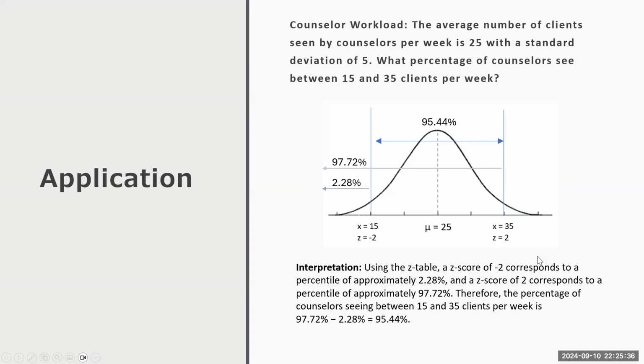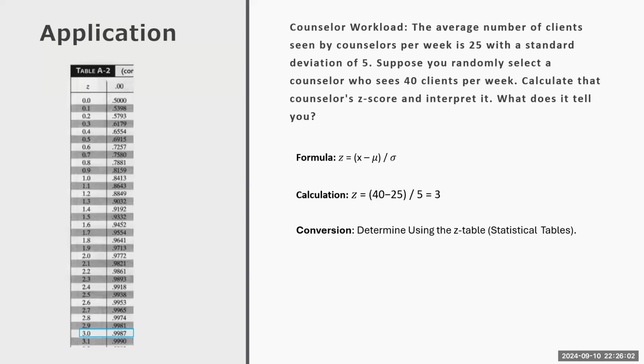95.44%. So again, same thing, a z-score of -2 corresponds with the percentile of approximately 2.28%. A z-score of 2 corresponds with the percentile rank of approximately 97.72. Therefore, the percentage of counselors who see between 15 to 35 clients per week is 97.72% minus 2.28%, which equals 95.44%.